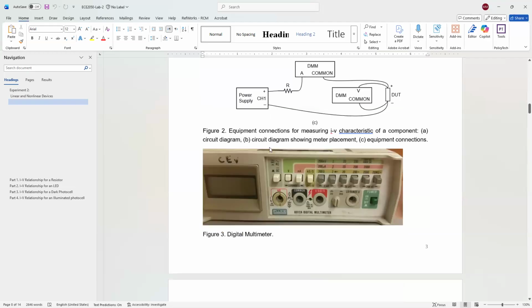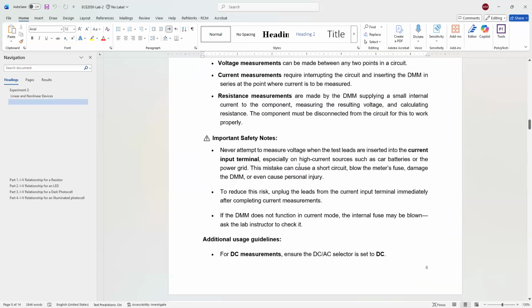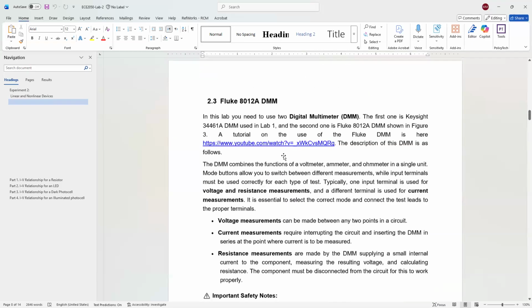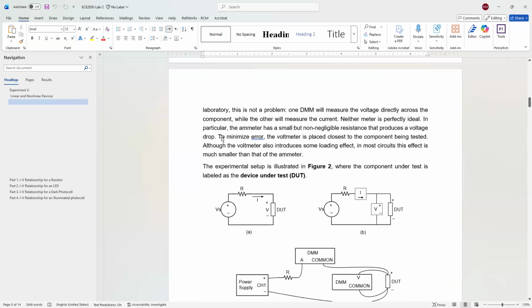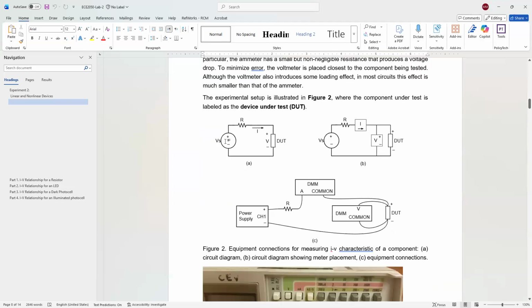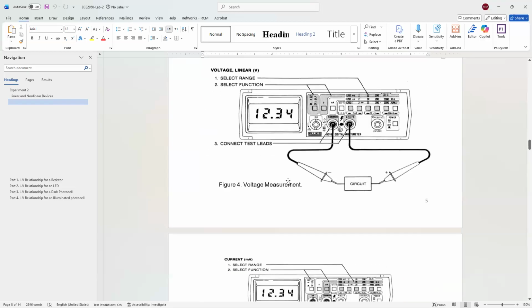Be careful here, because in the past some students got confused and took the voltage of the supply. It's not the same as this one. Why? Because there is a voltage drop on the resistance here. Okay.